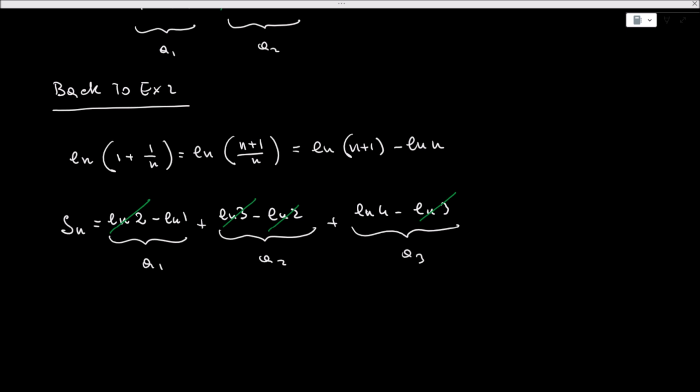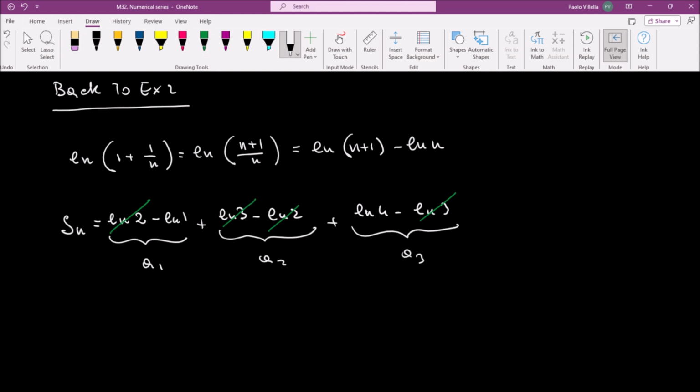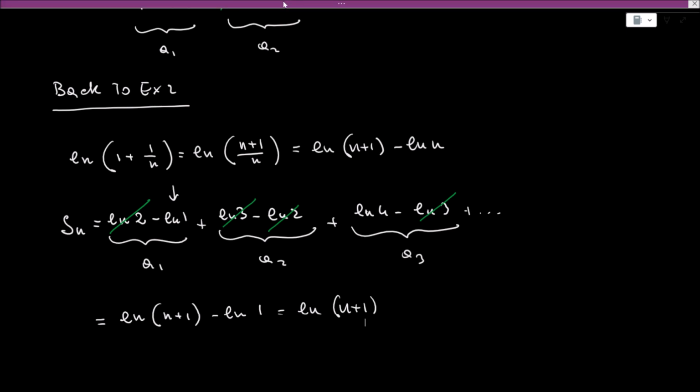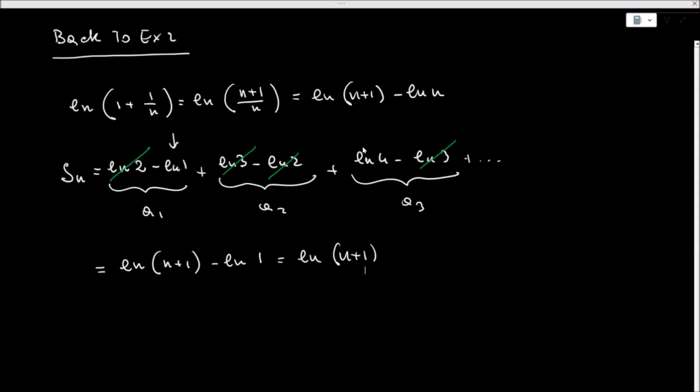So even in this situation, we realize that the only terms that will survive are the last one, which is exactly logarithm of n plus 1, and the term minus the logarithm of 1. However, the logarithm of 1 is 0, so we can conclude that this is simply logarithm of n plus 1. At this point, it is easy to see what the sum of the series is. The series will diverge.